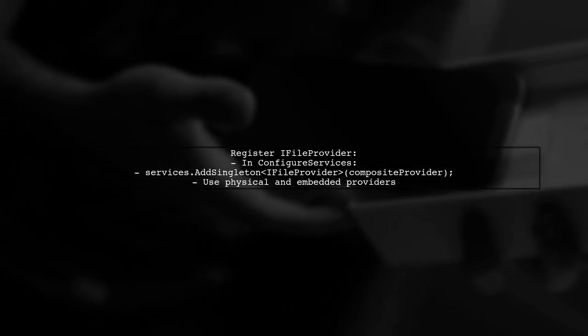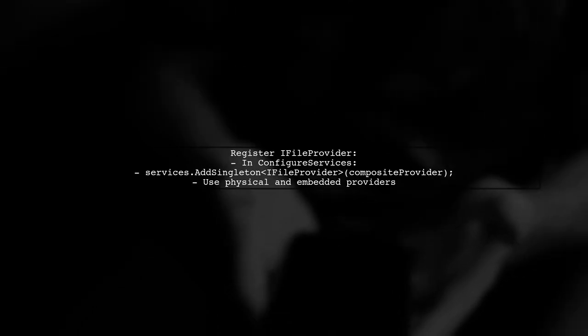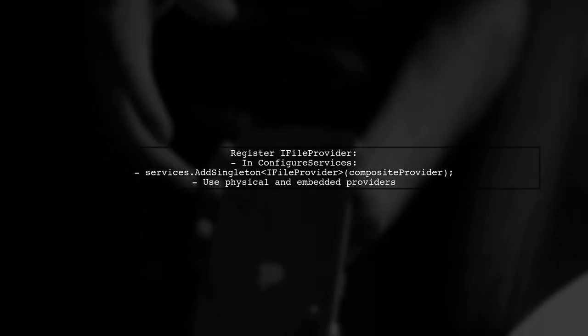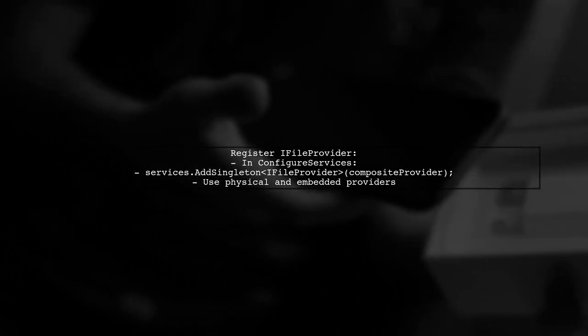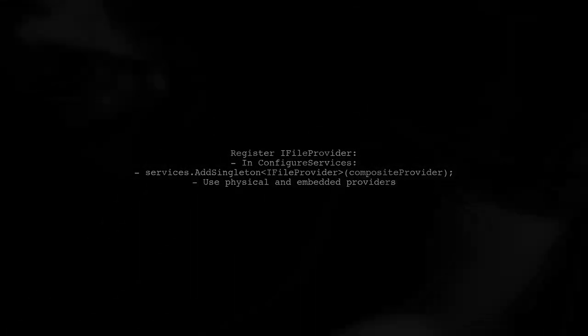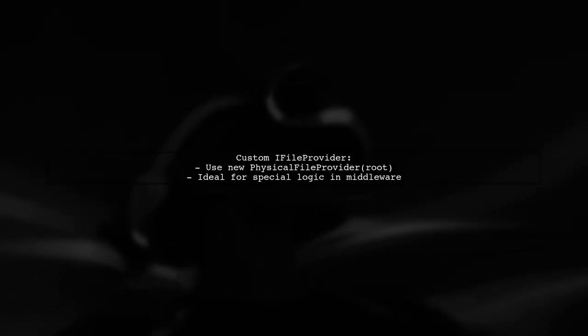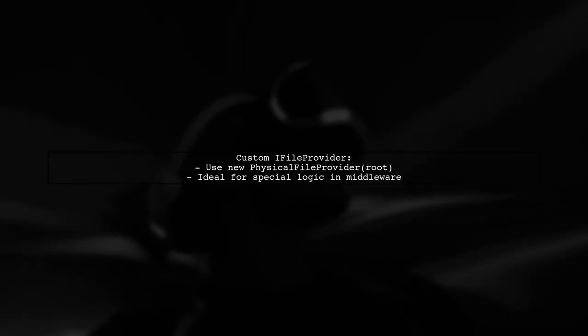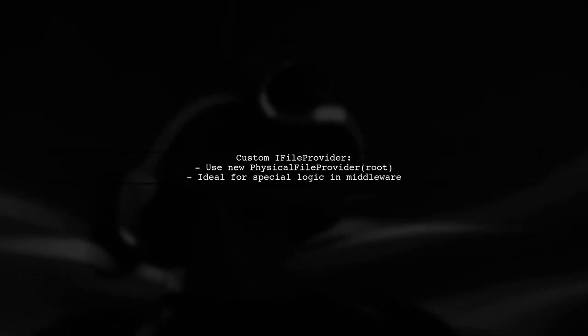First, you need to register IFileProvider in your ConfigureServices method. You can create a composite provider that combines different file providers. This setup allows for flexibility in file sourcing without breaking your code. You can also create a custom IFileProvider if needed for specific logic.